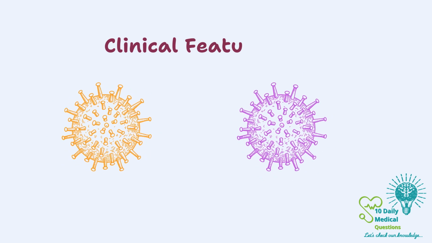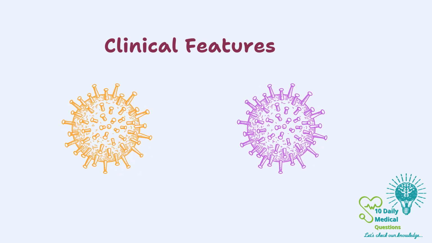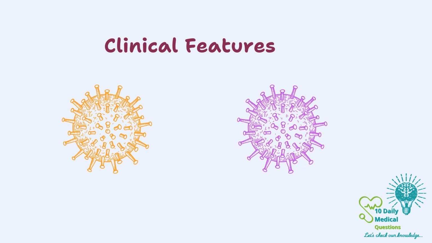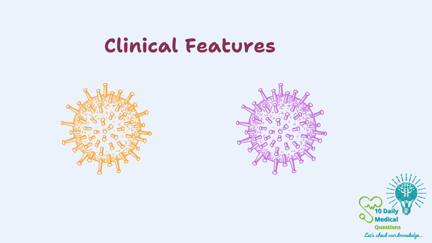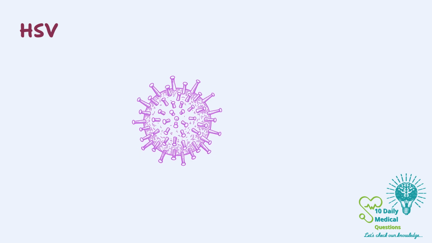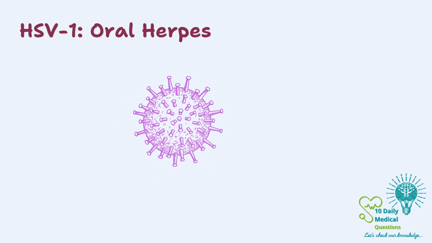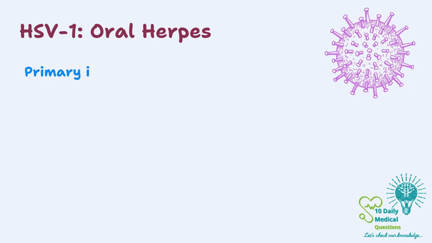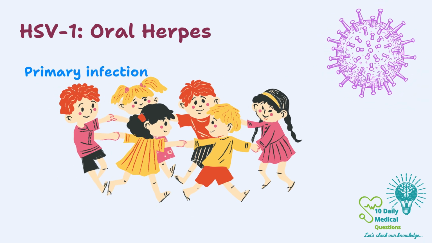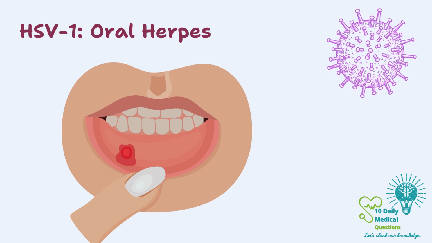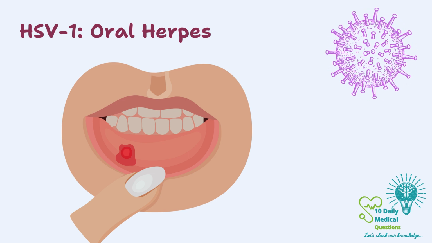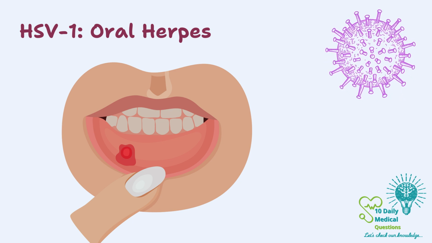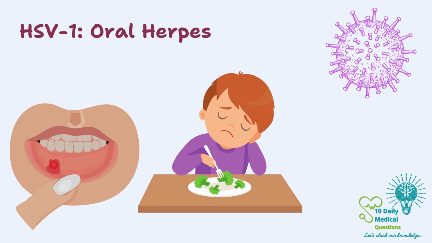Clinical presentation of HSV infections. HSV infections can manifest in different ways depending on the virus type and the affected site. Let's go through them in detail. HSV-1 oral herpes. HSV-1 is most commonly associated with oral herpes. The primary infection, especially in children, presents as herpetic gingivostomatitis, a painful condition with vesicles on the lips, tongue, and buccal mucosa, often accompanied by fever and difficulty eating.